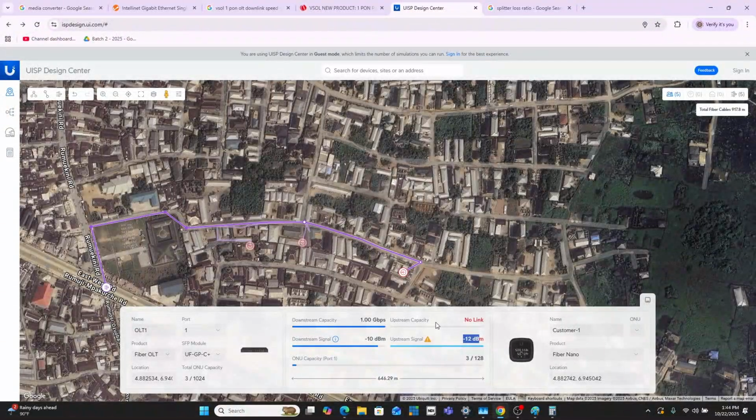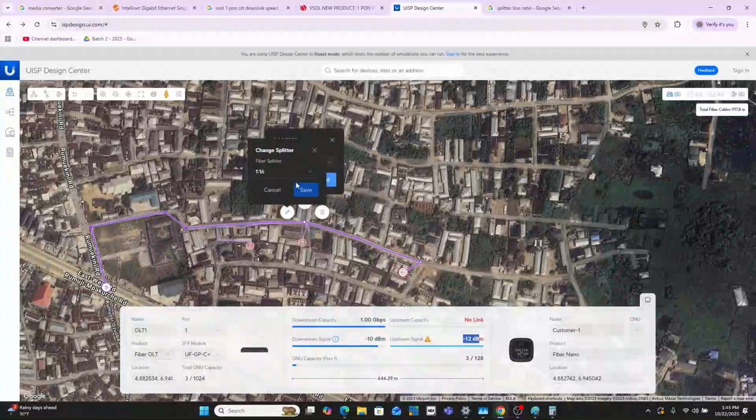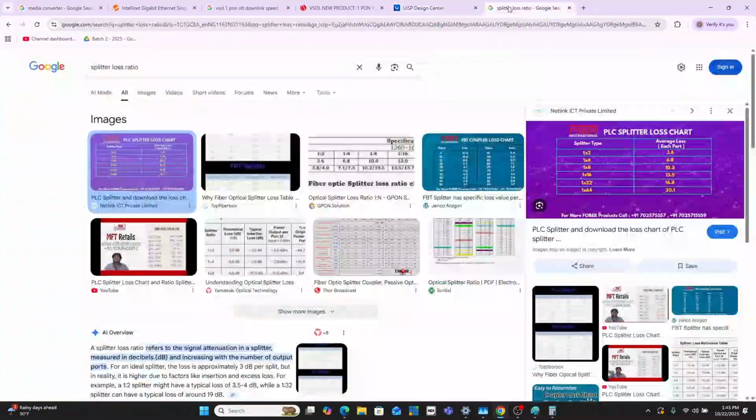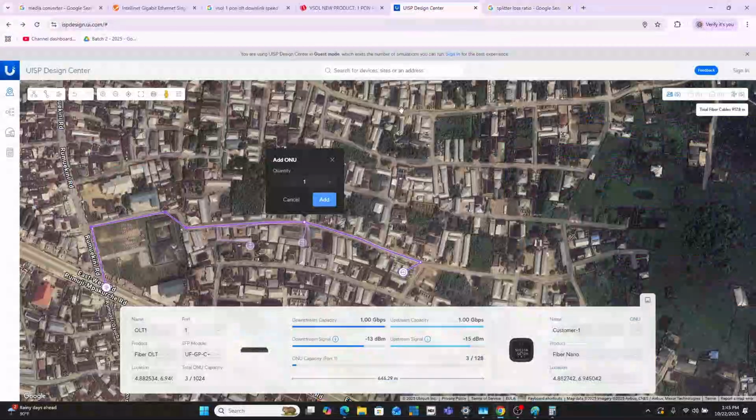So in this case, what we can do is we can increase the split ratio, change that splitter from 1 by 16 to let's say 1 by 32, which will add how many dB loss? 1 by 32 is an average of minus 16 dB. So now do you see that the device is no longer red? It has come up.